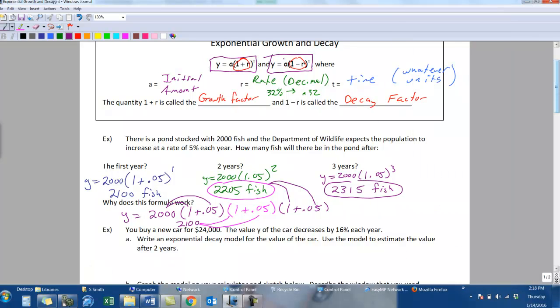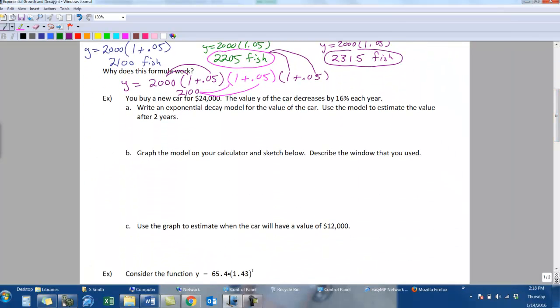All right, now that is an example of an exponential growth. Let's talk about an exponential decay. Your car is a bad investment, y'all. If you buy a car, it's probably going to go down in value. So the first thing we're going to do is write an exponential decay model for the value of the car that we bought here. Our model is going to be y equals, our initial amount is 24,000 times 1 minus, it's minus because it's decreasing in value by 16%, raised to the t power. That's our model. Notice there's 2 variables here, y and t. Your model is always going to have 2 variables.